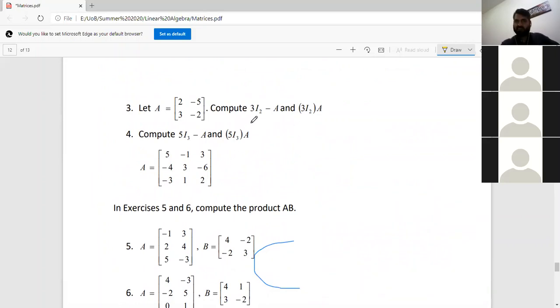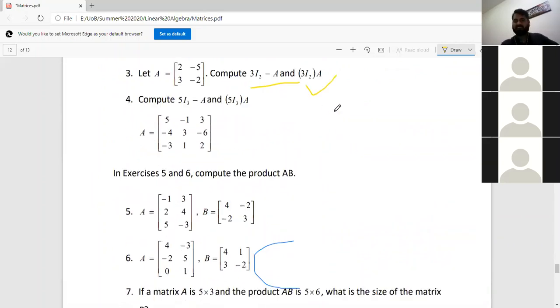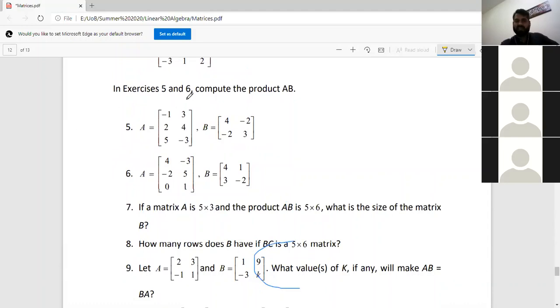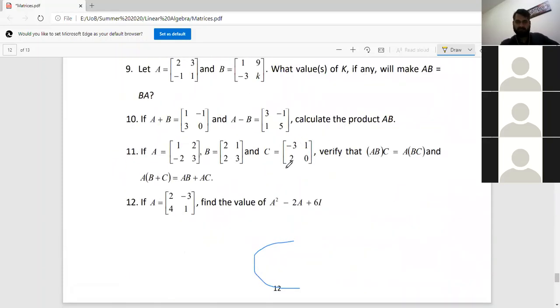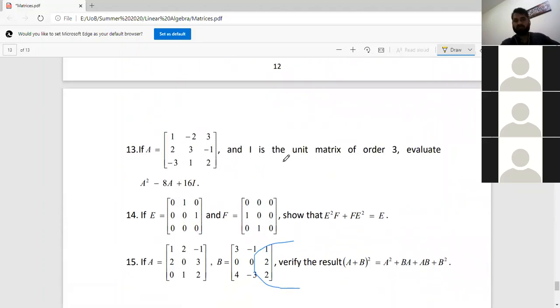The same examples are done. You see, this is similar to what we did in the examples. Similarly, in exercise 5, we are asking you to find the products if possible. You can find the products. So try to solve all of them.